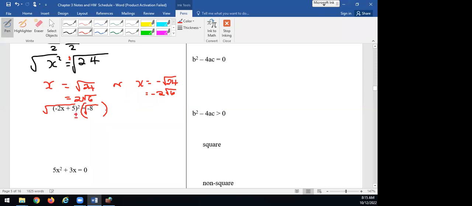Don't forget. All right, so let's do some work. We know that square will cancel square root. So we have negative 2x plus 5, and that's equal to what? That's going to be plus or minus. What's the square root of negative 8? You did this in 3.1. What is it?